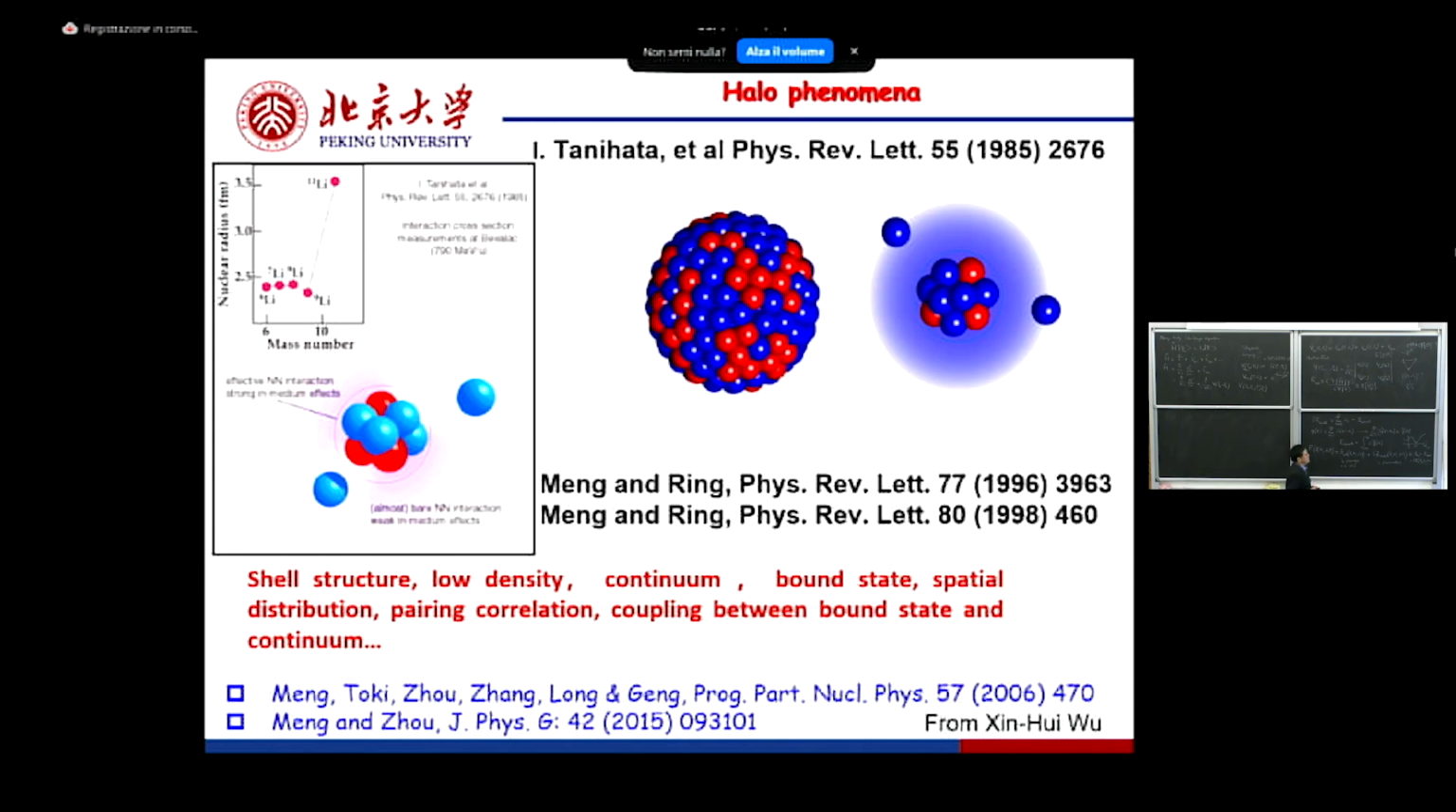And then the observation of the halo phenomenon was done by a Japanese physicist, Isao Tanihata. He got his PhD at Osaka University, and at that time he moved to Berkeley National Lab as a postdoc. He stayed there for 8 years. But during these 8 years, according to what he told me, he worked with the famous Seaborg. And what they did is that they developed this secondary beam technique.